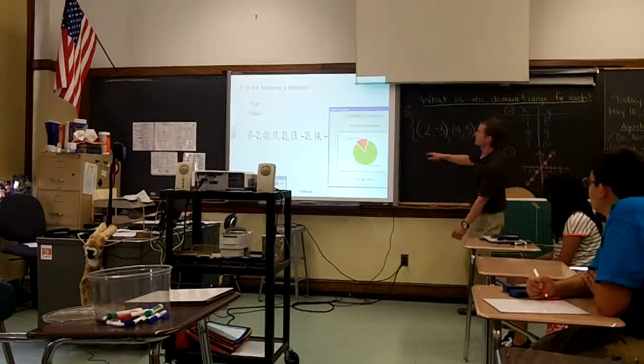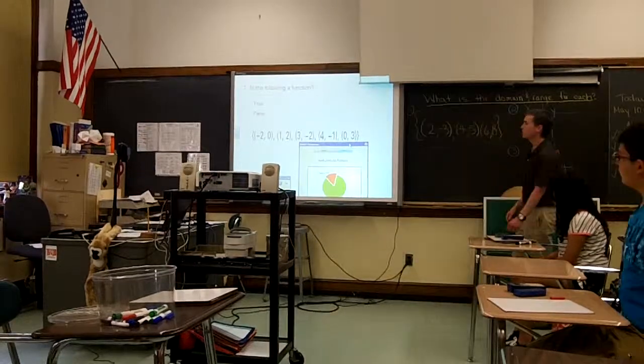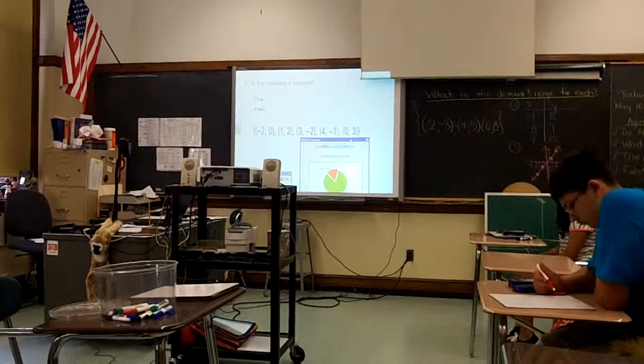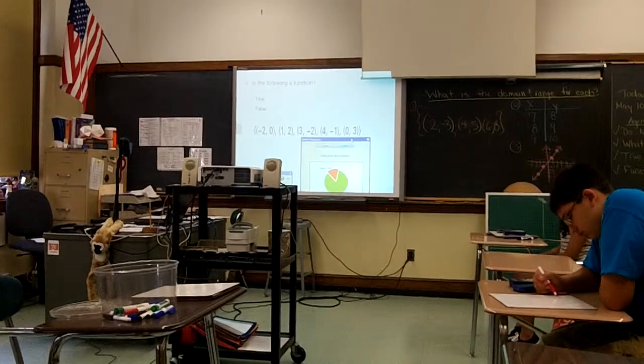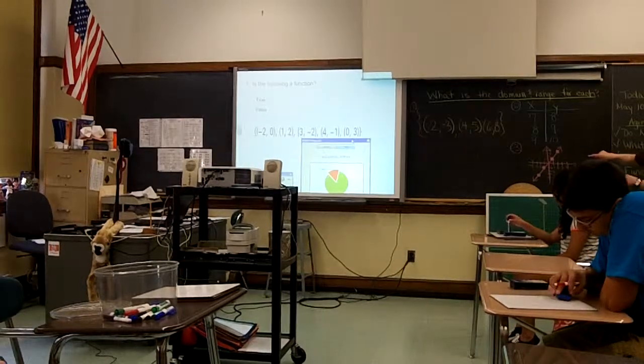Let's take a look at the next one. This one it seems most of us got wrong. I don't know if you can see the chart, but it looks like 3 or 4 of us got this one incorrect. This is true. Every element in the domain is paired up with exactly one element in the range.